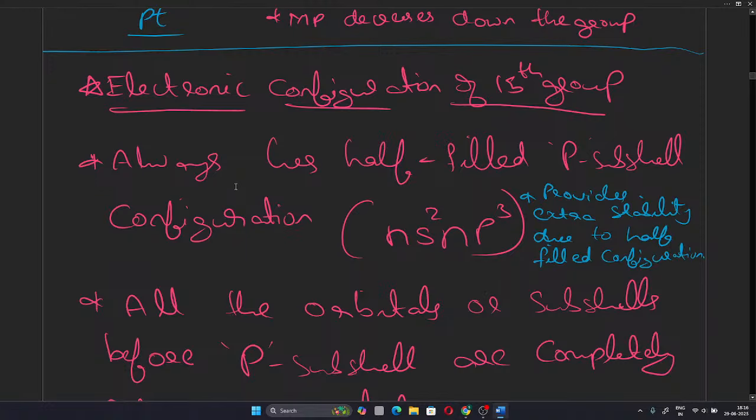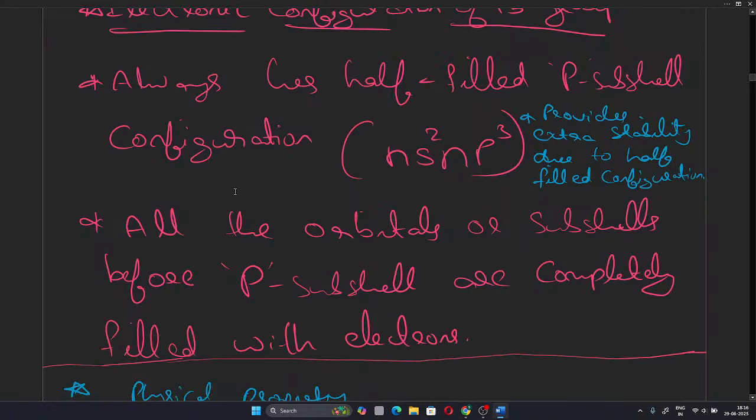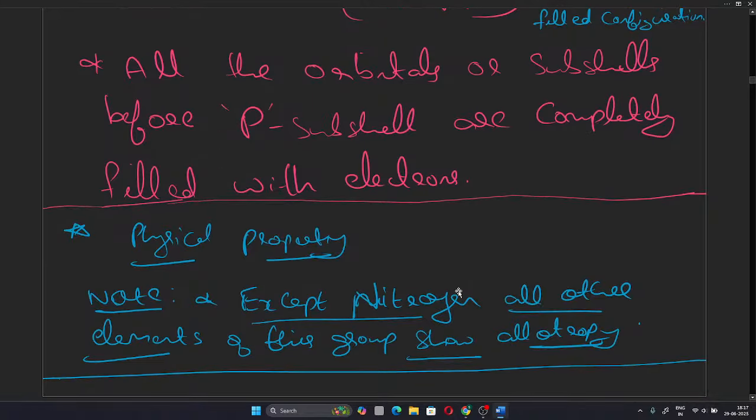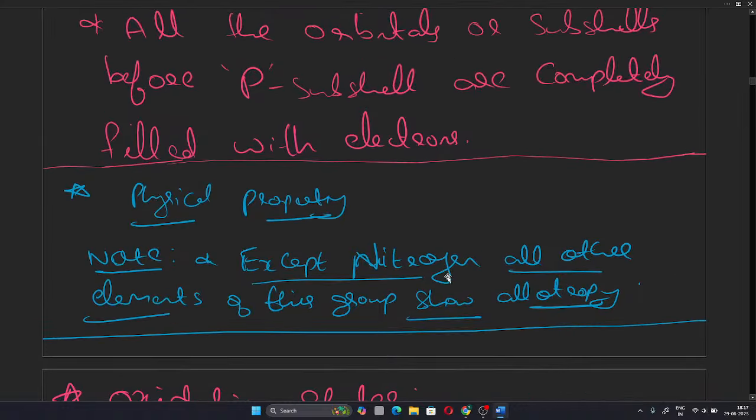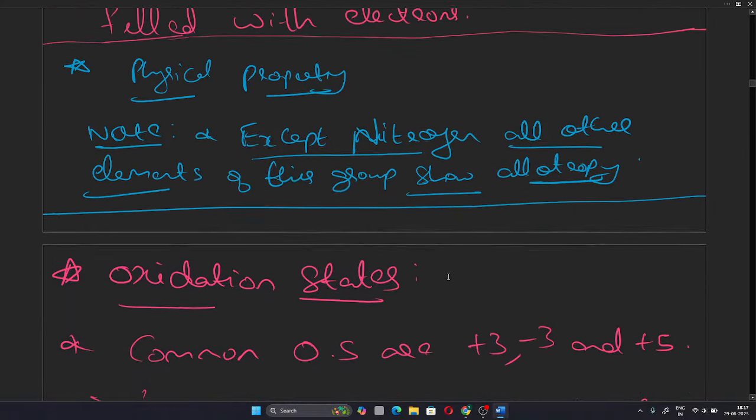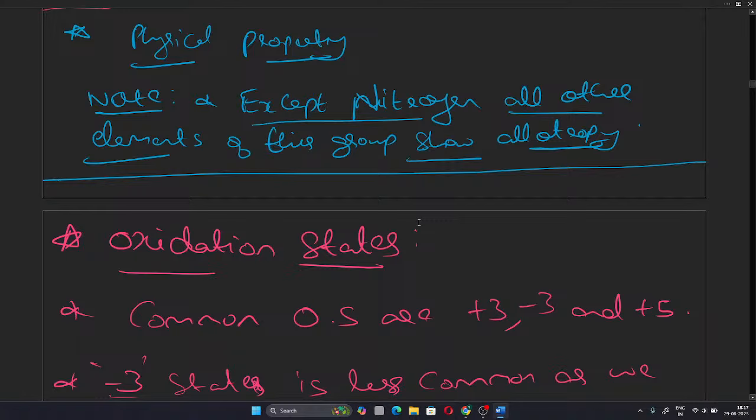The electronic configuration of the 15th group always has a half-filled p subshell configuration, which provides extra stability. Along with this half-filled configuration, all the orbitals or subshells before the p subshell are completely filled with electrons. Physical property: except nitrogen, all other elements of this group show allotropy.